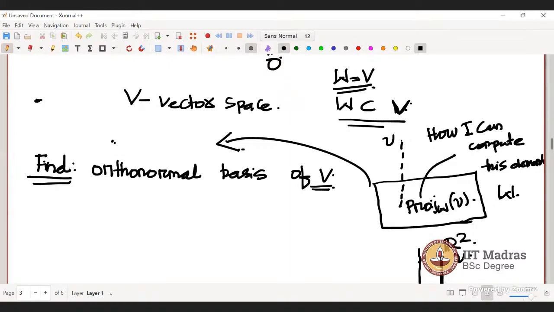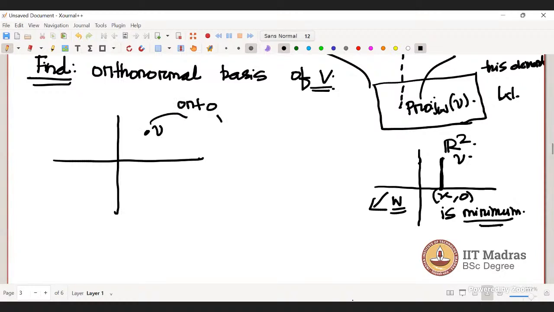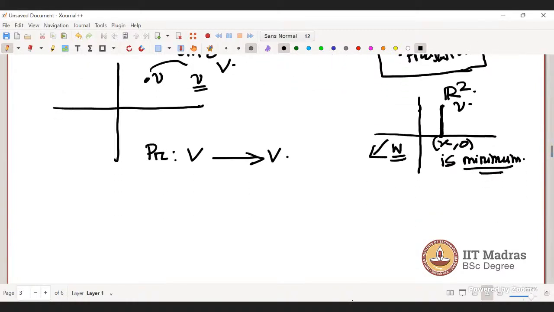If I project a vector of R square onto R square, it's basically saying that if I project a vector of the X axis on the X axis, I will get the same thing. Similarly, if I project a vector V onto this vector space V, I will get the same thing. So the projection map from V to V is basically the identity map.